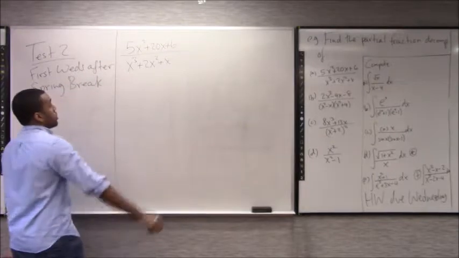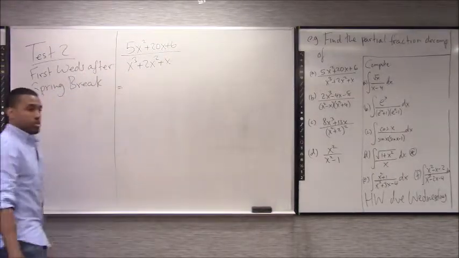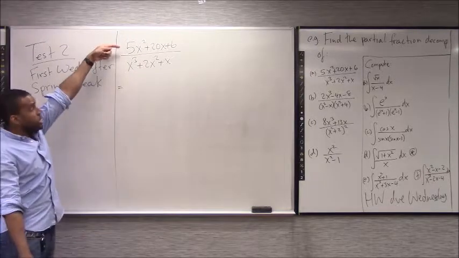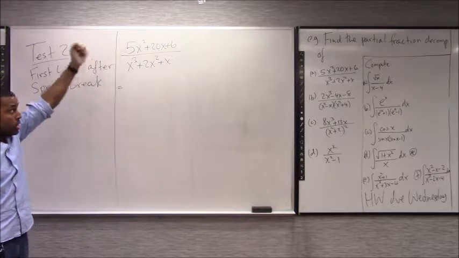Okay, so how would we start here? Always start the same way. Make sure that the highest degree in the numerator is smaller than the highest degree in the denominator. That's great here. So now what?